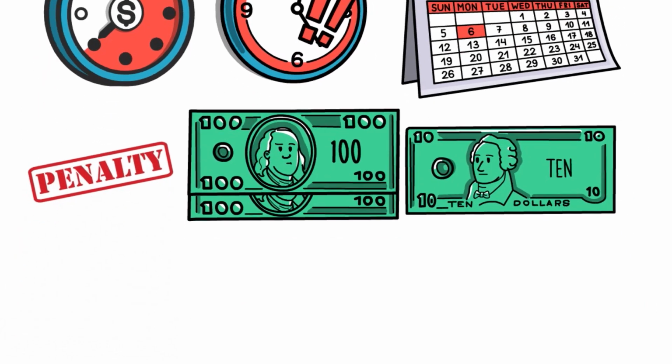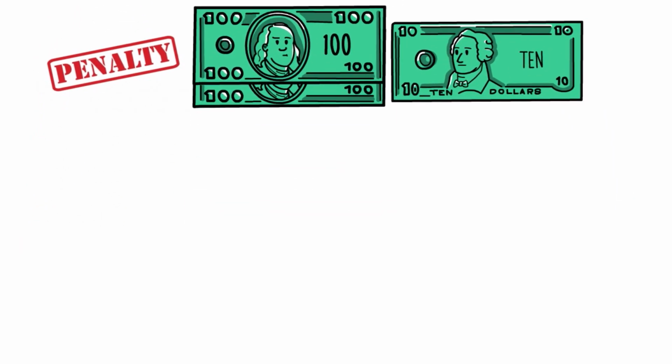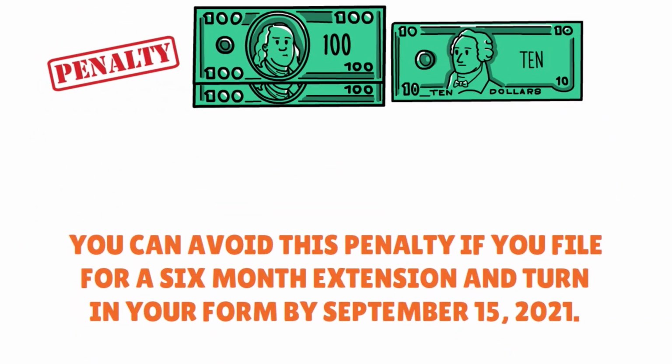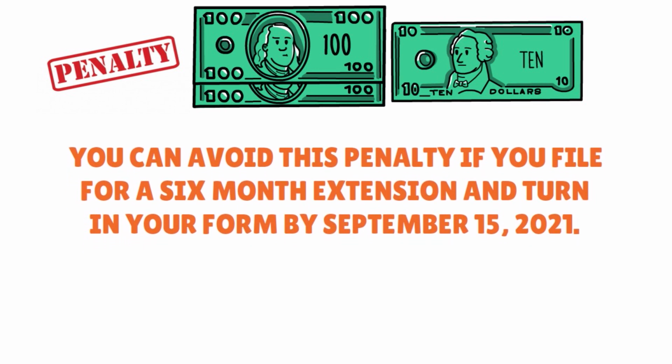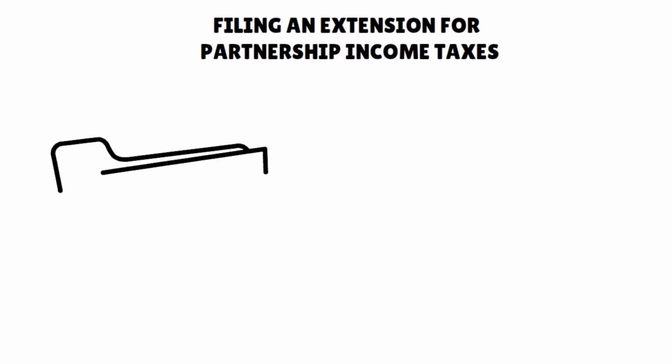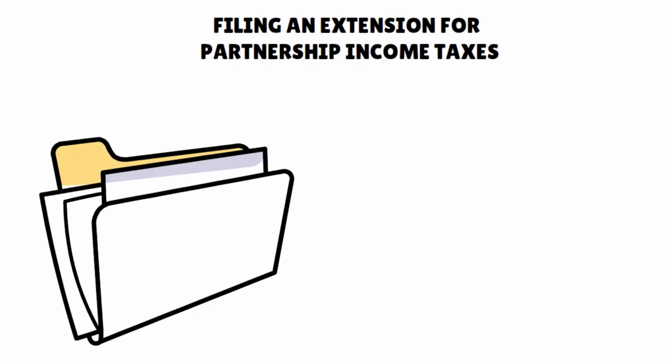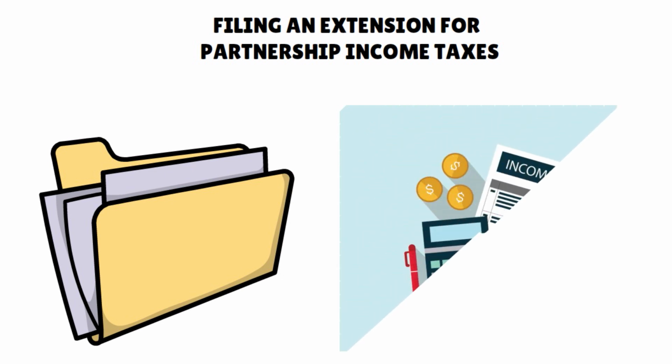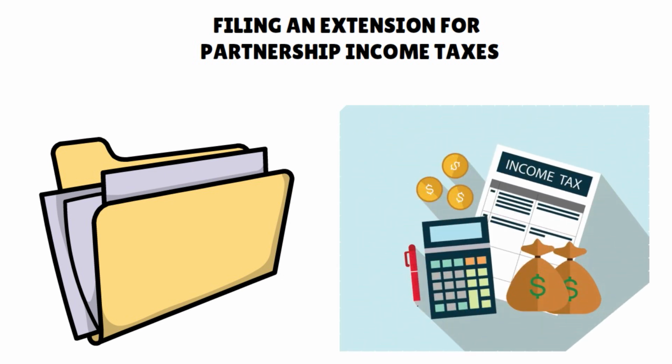It's very important. So you can avoid this penalty if you file for a 6-month extension and you turn in your form by September 15, 2021. So you can file an extension. So let's talk about filing an extension. You have to use the Form 7004, and you have to file this form by March 15th. And if you have taxes to pay, you have to pay that at that date.